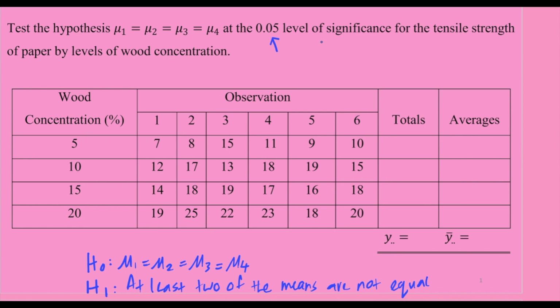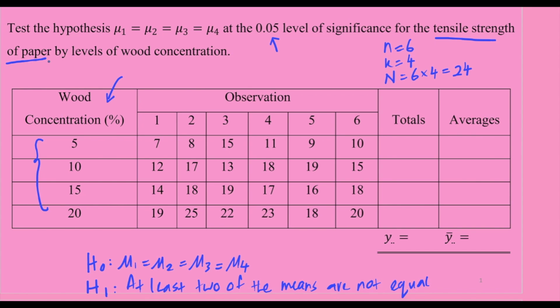For the tensile strength of paper by levels of wood concentration, we have one factor here. That means we'll be using the one-way ANOVA. And 4 groups of 4 treatment levels, 6 observations, so I'm going to write it out here. 6 observations, 4 treatments. So our data points would be 6 multiplied by 4, which gives us 24. So the observations would be the tensile strength of paper.